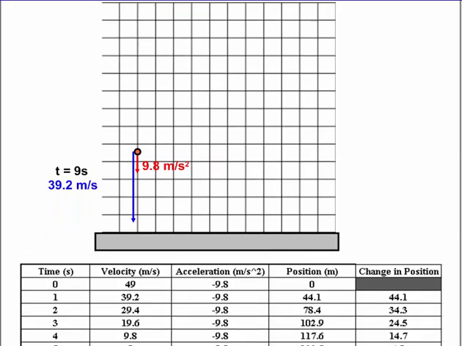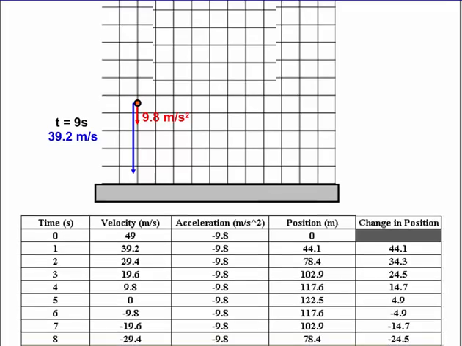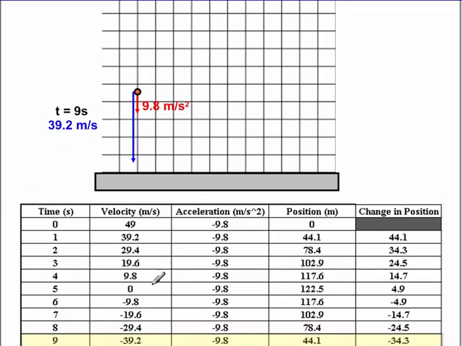And at t is equal to 9, my velocity now has reached 39.2 meters per second going down. We'll now go to the table and look here. Again, velocity negative 39.2, acceleration negative 9.8 meters per second squared. My position is 44.1, which is the same position I had when t is equal to 1, and my change in position is negative 34.3.